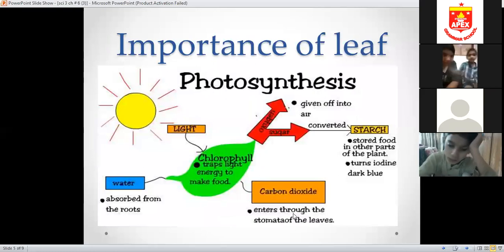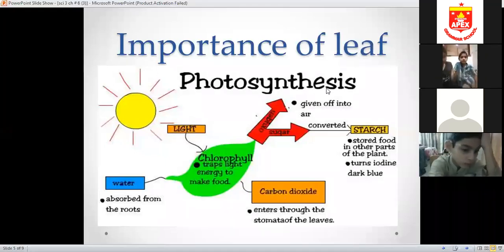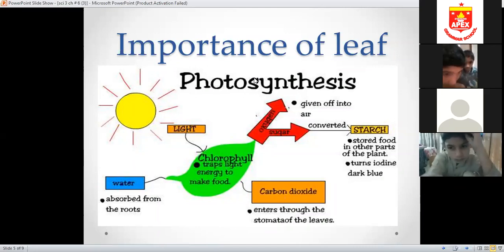So the function of the leaf is to do the process of photosynthesis. Here, the word photosynthesis came from two words. Which two words did it come from? The first one is photo. Photo means light. And the second word is synthesis. Synthesis means putting together. So it is the process in which substances are put together to make the essential nutrients for the plant.